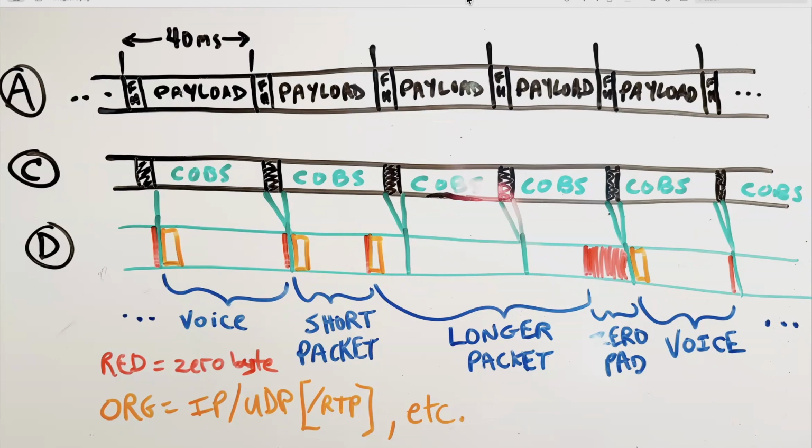Now, here's where it gets interesting in view D here at the bottom. The red lines represent the 0 bytes that delineate packets in Cobbs, and the orange rectangles represent whatever headers that packet has. So if it's a voice packet for Opulent Voice, it's going to have IP, UDP, and RTP headers. If it's a text message, it's just going to have IP and UDP.